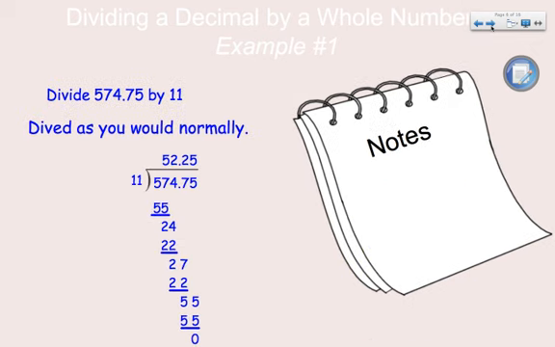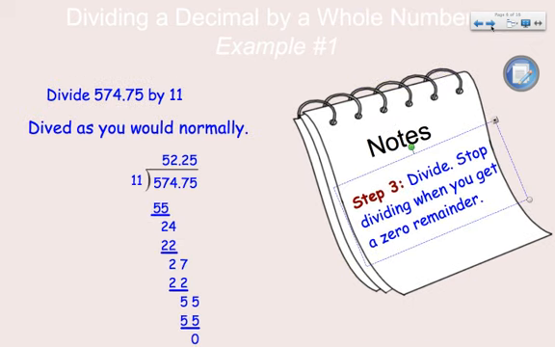Step 3. We divide. We just divide as normal. We find out how many times 11 goes into 57. That was 55, leaving us a remainder of 2. We bring down the 4. 11 goes into 24 twice. There's our 2. It's 22. We have a 2 left over. Bring down our 7. And so on till we get to a remainder of 0.